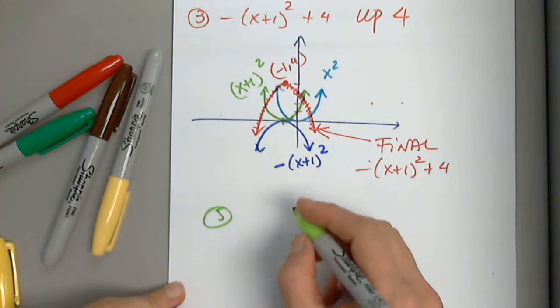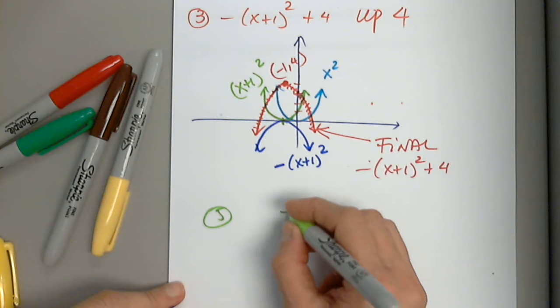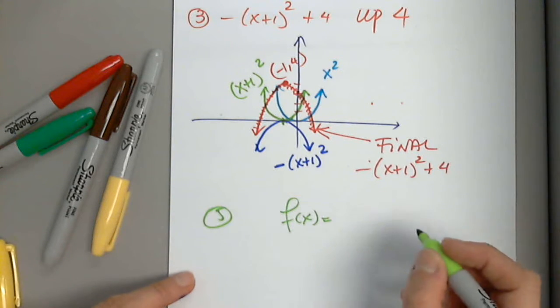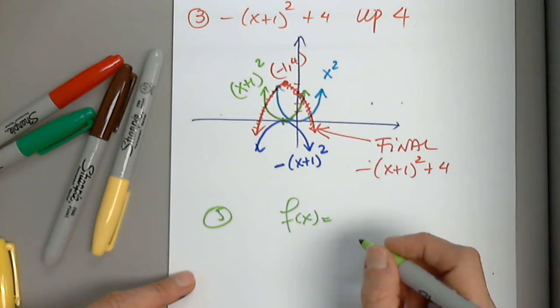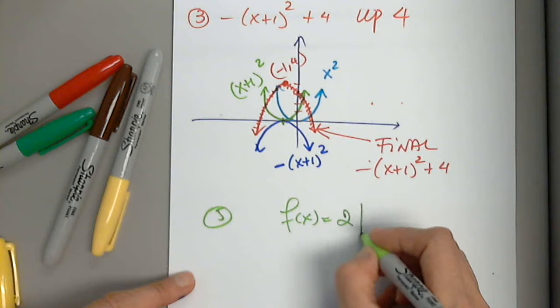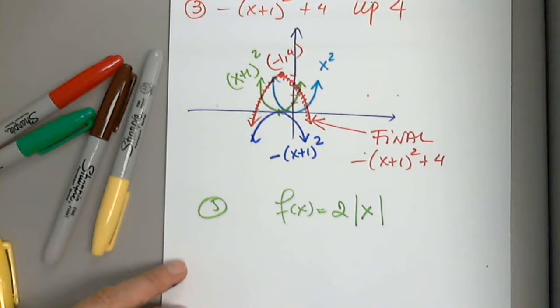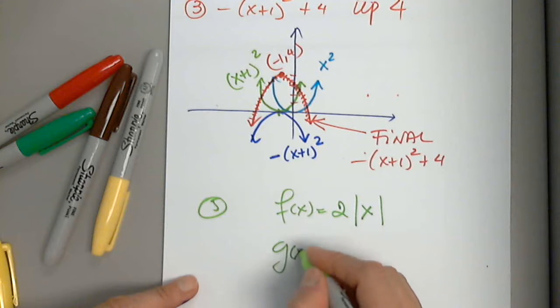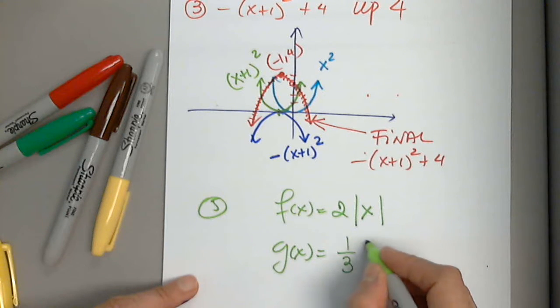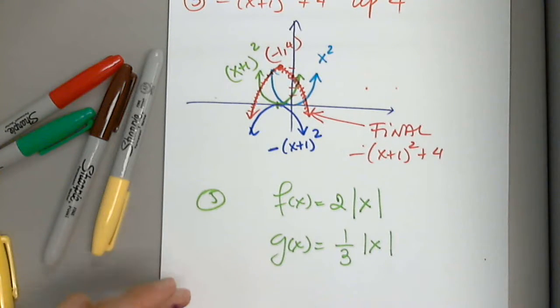Okay. So we're going to look at, let's say, f of x equals 2 times the absolute value of x, and g of x, the other function, as 1/3 the absolute value of x.